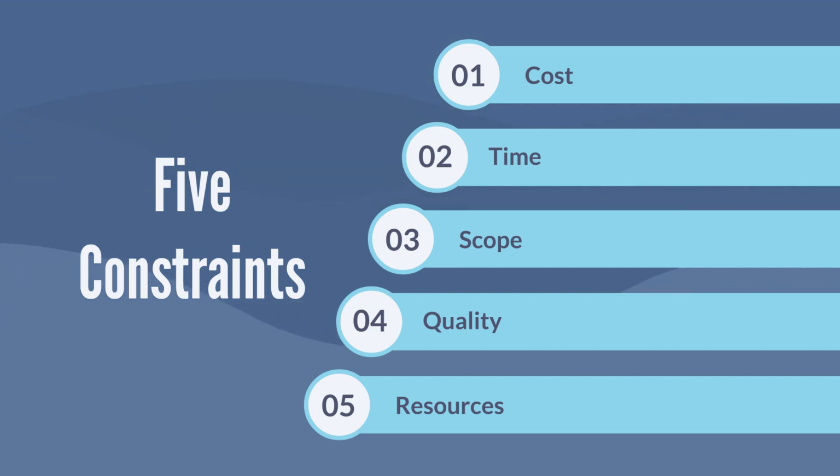Third is scope. It is critical for a project manager to define the scope and avoid scope creep, which is a common occurrence that drives projects off course. Quality, as defined by the customer, is also a constraint. And finally, resources. Every project has limited resources.